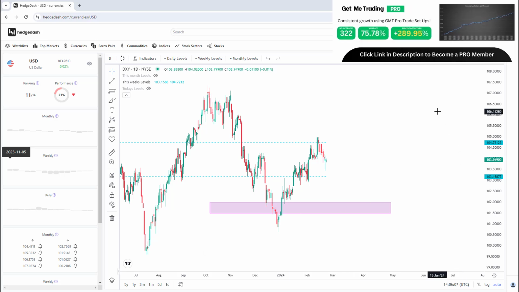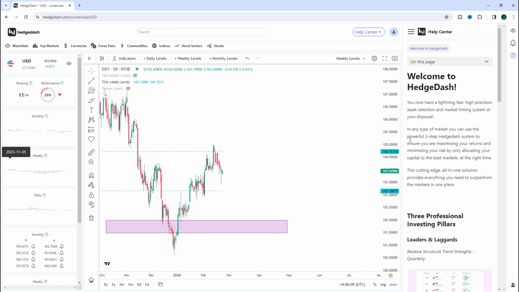We've just released the brand new Hedge Dash Help Center. So for those of you watching the videos and asking, what do the levels mean? What process are we using? Why do the levels work? How do the levels work? You can now click on the Hedge Dash Help Center. You don't have to be subscribed or signed into Hedge Dash, and you can go through the information on the features that we're using in the GMT videos.